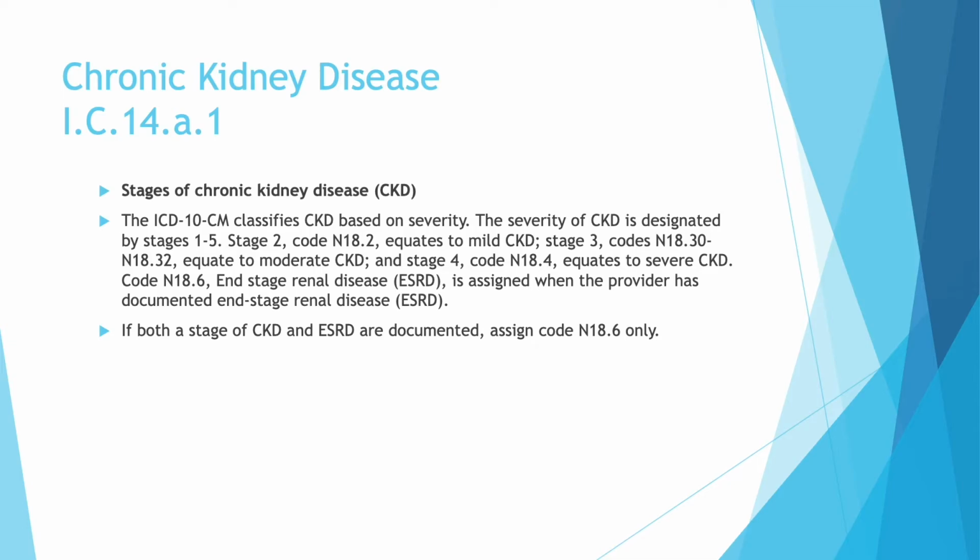However, in this documentation, it provides the fact that there are the N18.1, .2, .30, .31, .32, .4, .5, and .6. A note at the bottom, as far as the last bullet point on this part: if both the stage of CKD and ESRD, end-stage renal disease, are documented, assign code N18.6 only.